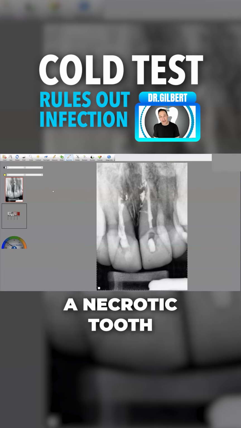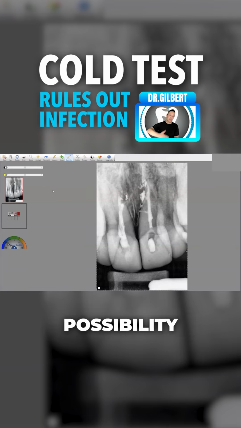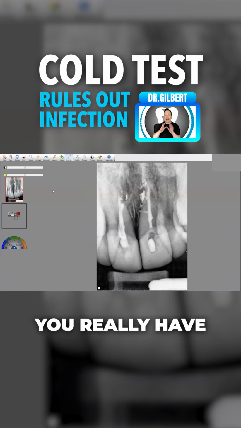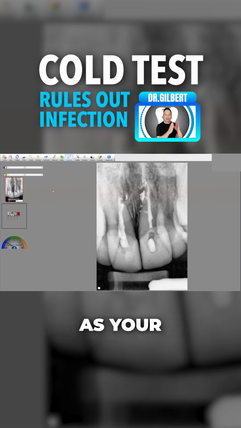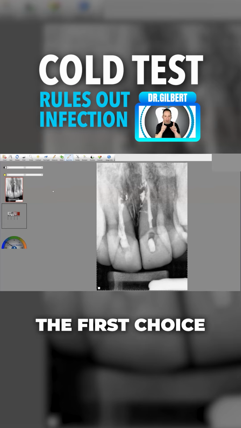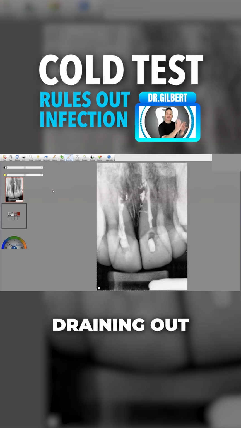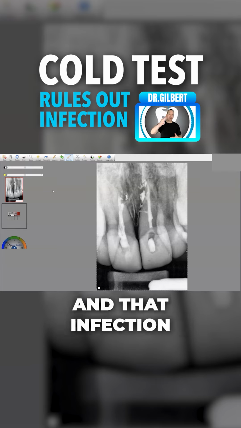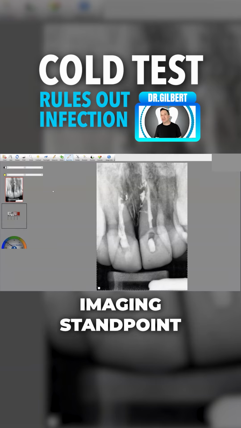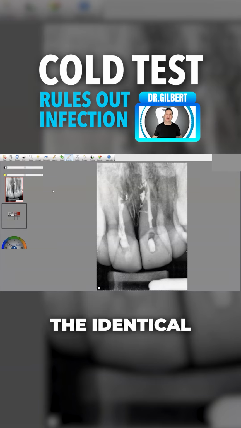So if you have a necrotic tooth and you have the possibility of drainage, then you really have to take vertical root fracture as your second choice. The first choice is that there's infection draining out of the tooth. And that infection could definitely, from an imaging standpoint, create the identical look of a vertical root fracture. But if the pulp is vital, now you do not have any type of evidence that you have an infection that's draining. And now your primary suspicion is vertical root fracture.